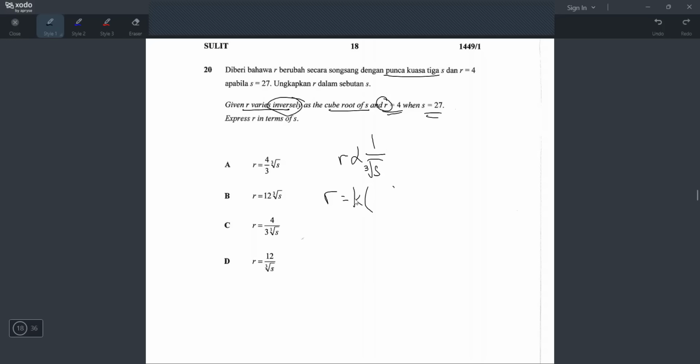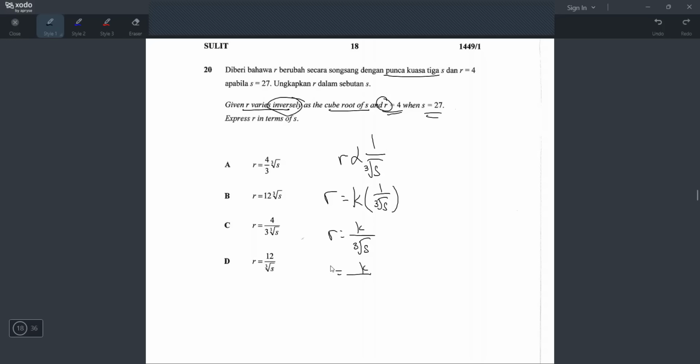And then don't forget, you still have times with 1 over cube root S. And please remember, when you take a value times with a fraction, you only times the top number. So k times 1 will be k over cube root S. And now, you will find k.